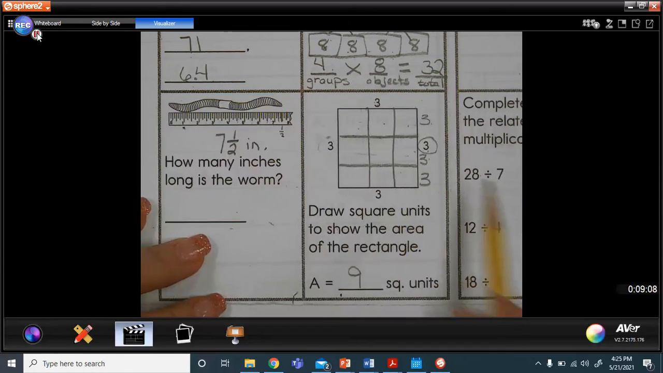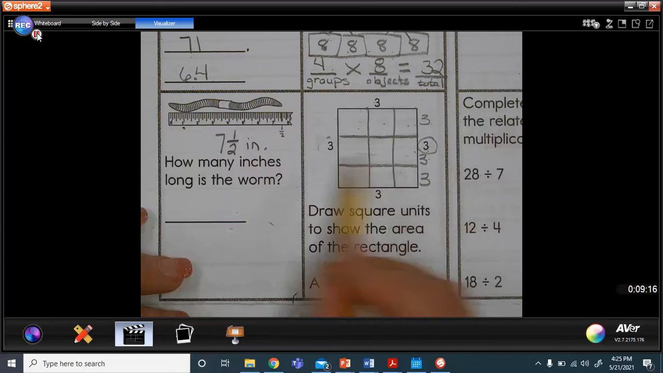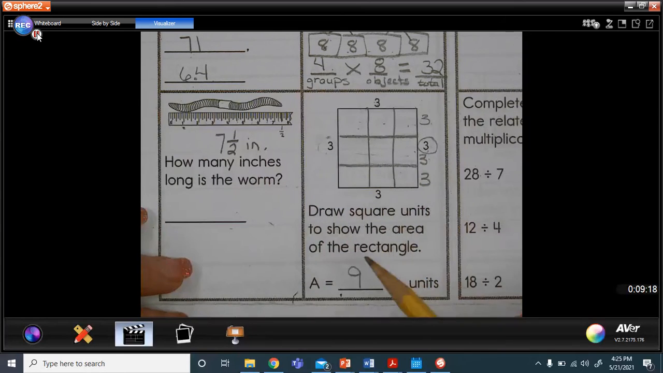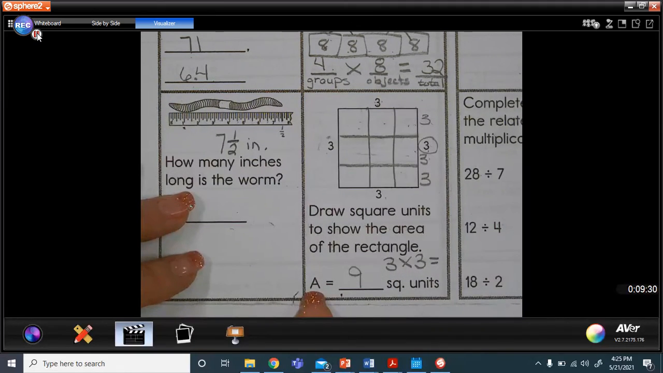When we don't have the square units there to help us see the squares, we remember that one of the sides is going to tell us our rows, and either the top or the bottom can help us find the columns. And 3 rows of 3 gives us our area of 9 square units.